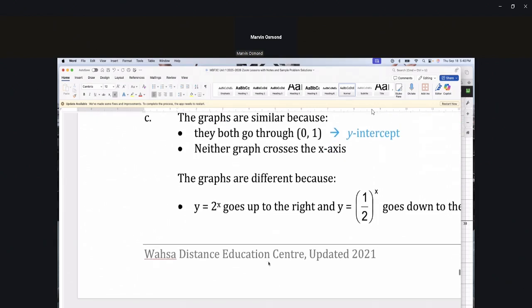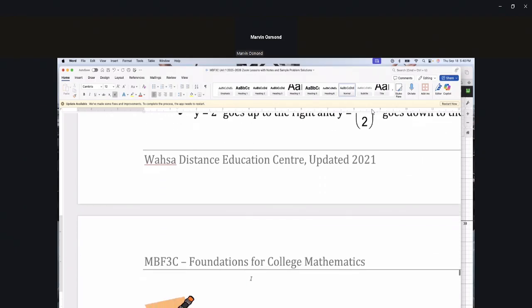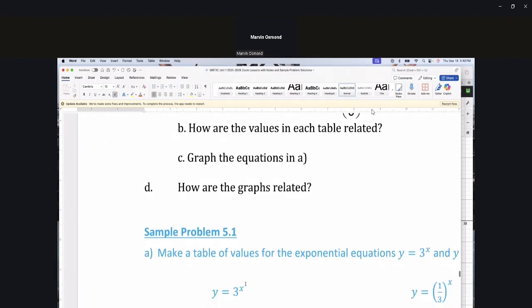And again, to determine the y-intercept, you let x be 0, and then you solve for y. And that will give you the y-intercept each and every time.